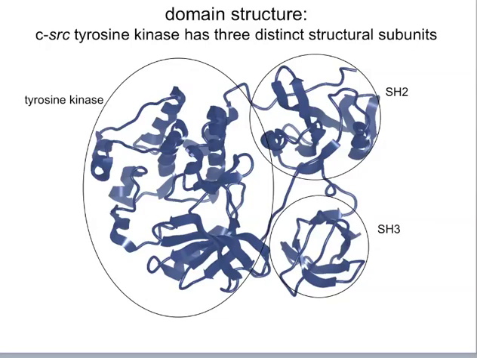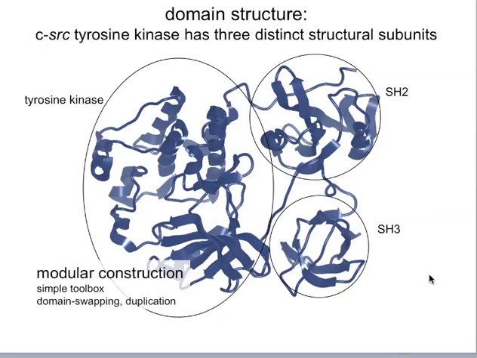What this allows us to do is take our tyrosine kinase out of its context and place it in a different context, depending on what kind of SH2 and SH3 domains we have, and suddenly we have assembled a new molecule that might actually phosphorylate a different target molecule. So what we see is modular construction. We have a relatively simple toolbox that we can assemble in different ways through domain swapping or gene duplication to give rise to new structures and new functions. We will see plenty of examples of this kind of modular construction as we proceed.